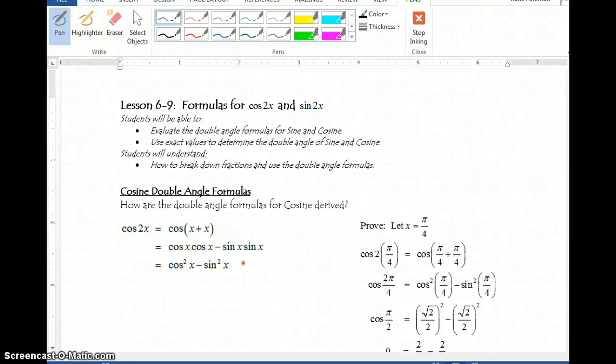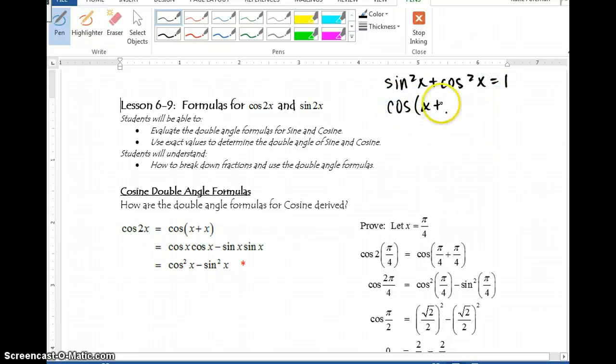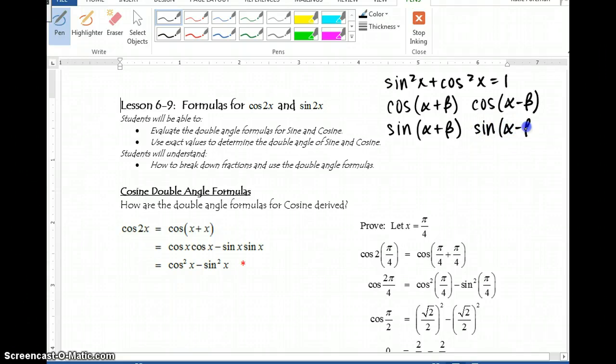Okay, our last lesson for chapter 6, 6-9: formulas for cosine 2x and sine 2x. As of right now, we've studied the Pythagorean identity, and we've looked at the identities for cosine of alpha plus beta and cosine of alpha minus beta. We've also studied the sine of alpha plus beta and the sine of alpha minus beta. Now we're going to use these identities to develop the cosine of 2x and the sine of 2x.